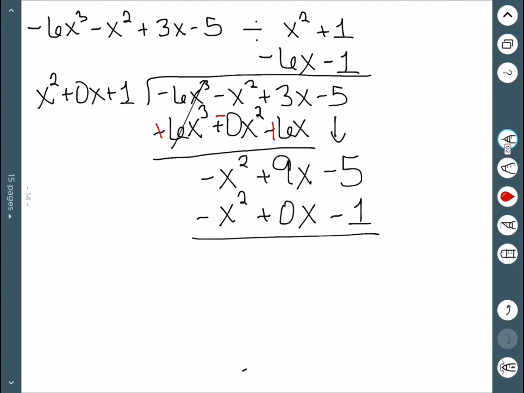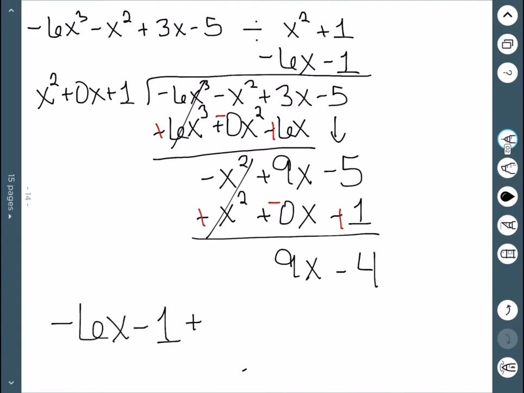And then once again we subtract. So we change the sign all the way through. These will cancel. I now have 9x minus 4. And then that's it. I now have my quotient and my remainder. And in particular, we usually write this as our quotient plus the remainder over the divisor.